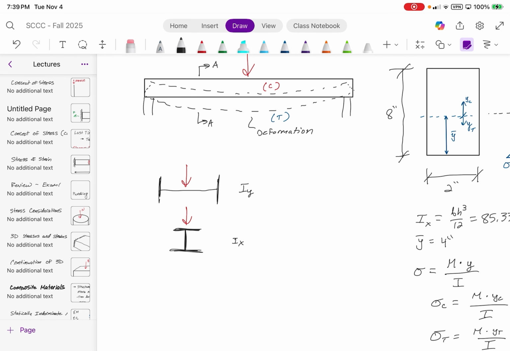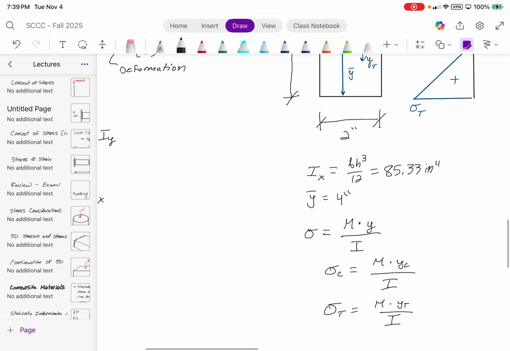And the reason being is because those are the values that are tabulated on the tables here, which you can manually calculate. It's just reverting back to your statics for calculating Ix and Iy. Does that make sense? All right.